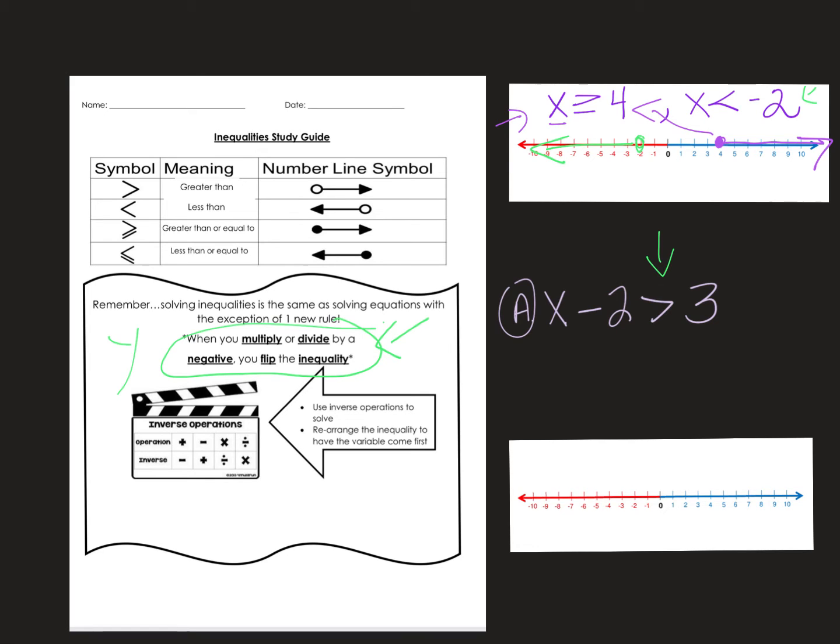So let's solve this one. Again, you're using your inverse operation. What's the opposite of minus 2? That would be plus 2. Plus 2. That cancels. X is greater than 3 plus 2 is 5. So you're going to find the number 5. It's going to be open, and it's saying that x is larger than 5, so it goes that way.